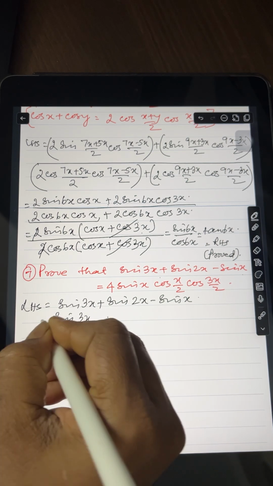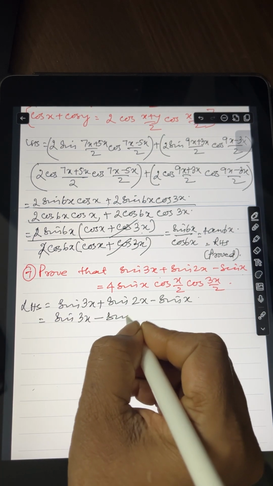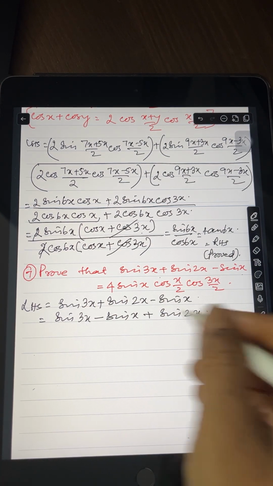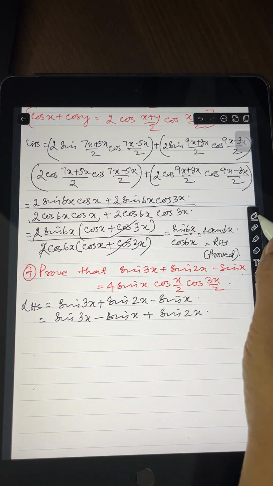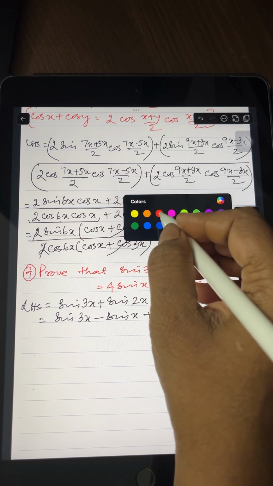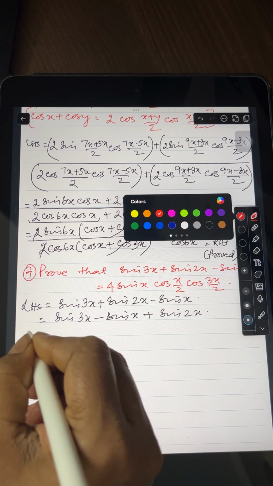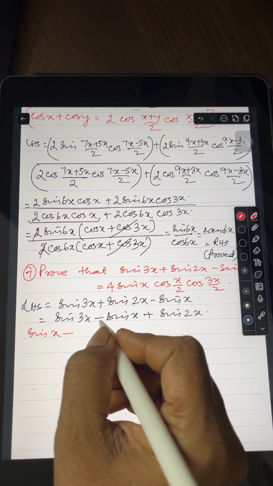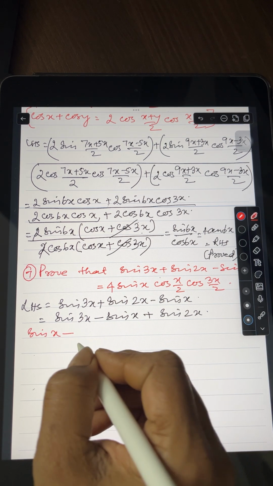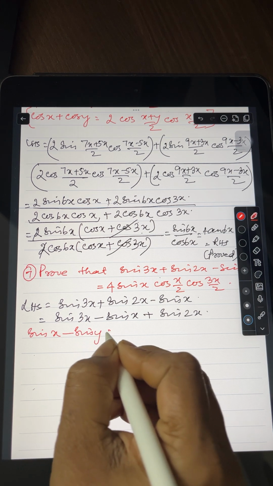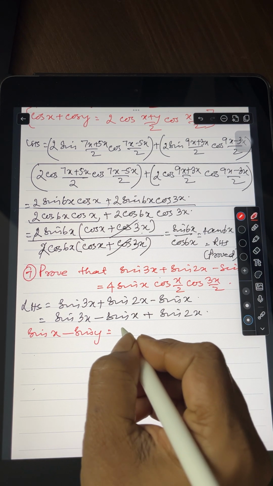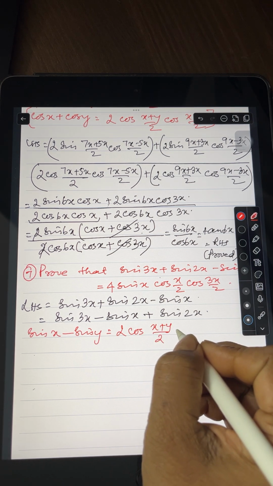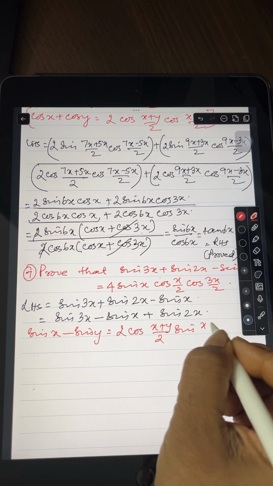Sin 3x minus sin x, then plus sin 2x. Now you can start the problem. Now there is a formula again. The formula is sin x minus, here minus is there, no? So sin x minus sin y. What is the formula for sin x minus sin y? It is 2 cos x plus y by 2 and sin x minus y by 2.